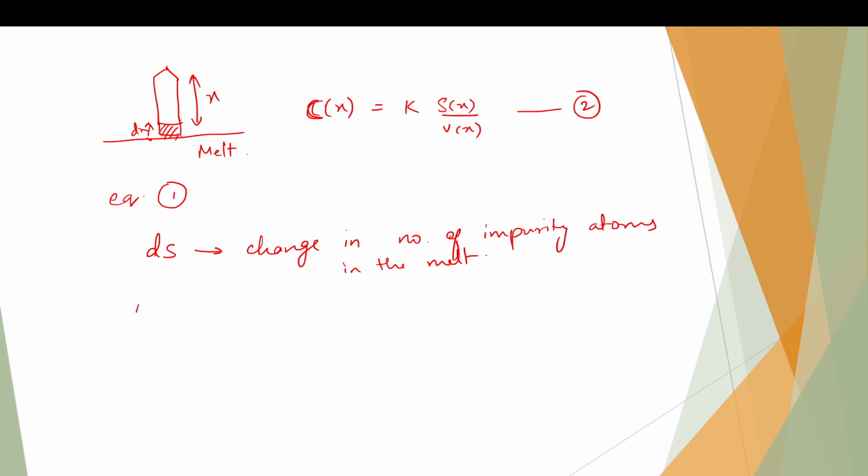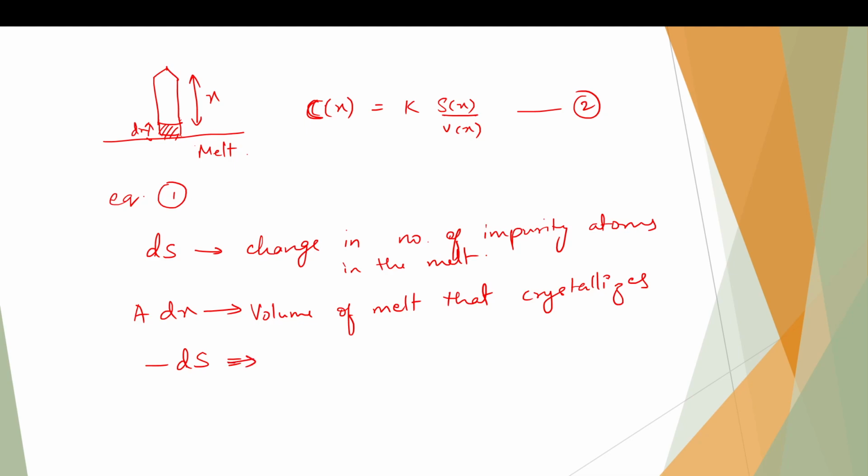Okay, just bear with me for some time. I'll just write these things down. Then ds is the change in number of impurity atoms in the melt. So when we crystallize the dx portion, ds is the change in number of impurity atoms in the melt, and A times dx is the volume of this small portion. The volume of melt that crystallizes, I can write, is A times dx. Then minus ds.